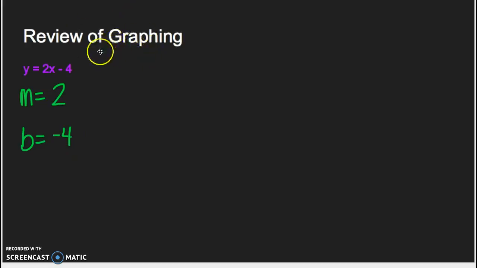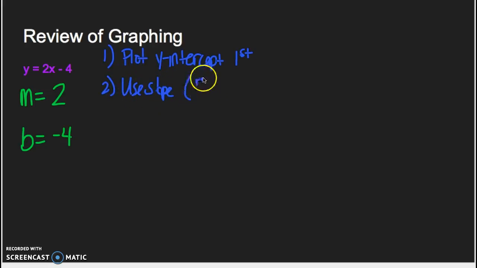Okay? Now, remember our steps that we had to graphing these. Step 1 was you had to plot the y-intercept first. And then from there, you use your slope. Now remember, slope we like to have as a fraction because it's always rise over run. Right now our slope is just 2, but that could very easily be written as a fraction because you guys know that that would just be 2 over 1. All right, so let's get this graphed here.